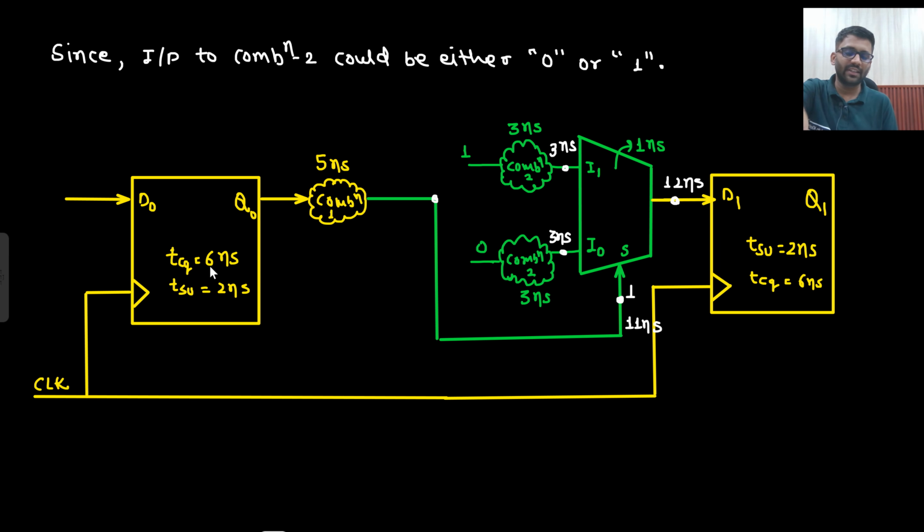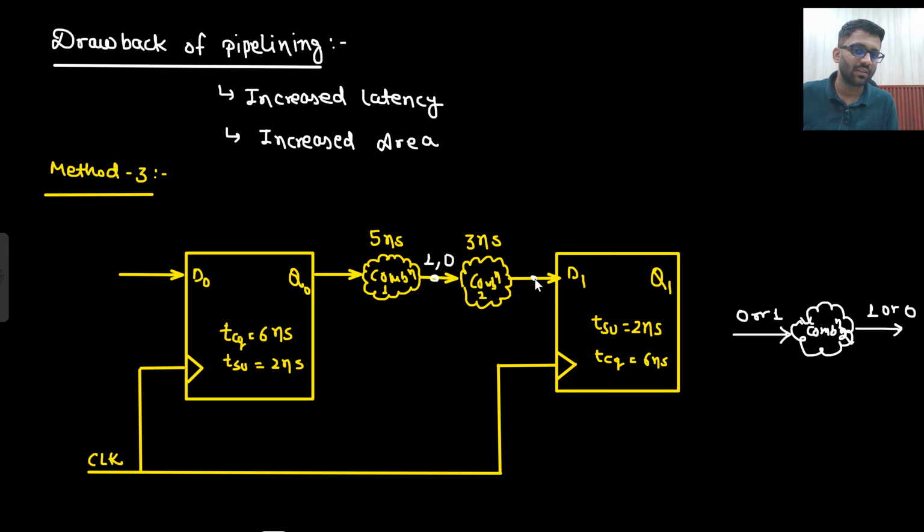Previously it was being stable at 6 plus 5 plus 3. Right? So that was 12 nanoseconds, right? 6 plus 5 plus 3. Sorry, 14 nanoseconds. So this was 14 nanoseconds. So it was being stable at 14 nanoseconds.